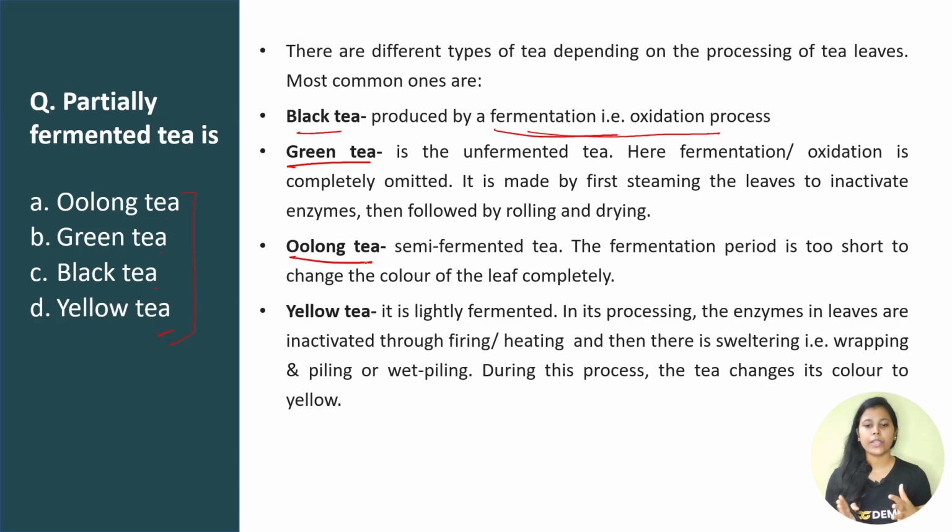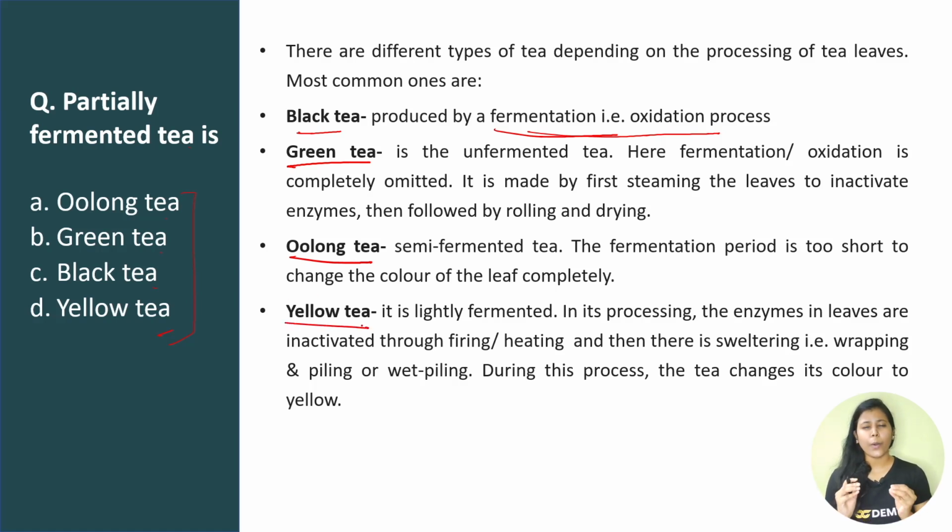Oolong tea, you can think of as in between black and green tea. It is semi-fermented, not the complete oxidation by the enzymes, and not entirely without oxidation either. There is oxidation to some extent. This fermentation step is too short for changing the color to completely black. So that tea is called oolong tea. The next tea is yellow tea.